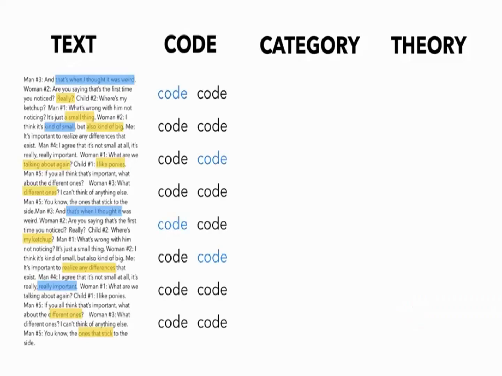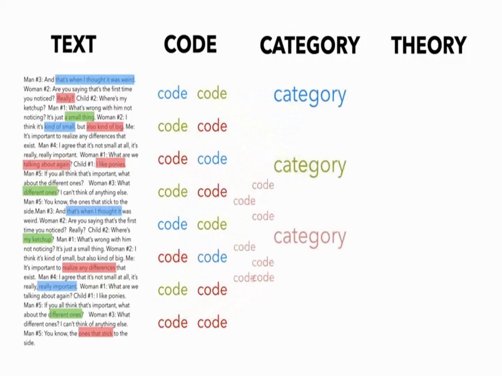Then your second pass of coding, when you're thinking about how do these codes work together, you might give certain codes a single color, so that later when you're flipping through to say, I want to find the code emotion, or you want to find the category emotion, you're looking for all the codes: sad, happy, disgruntled.